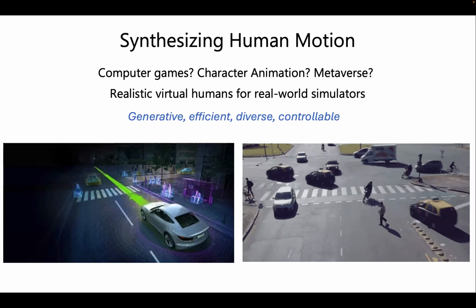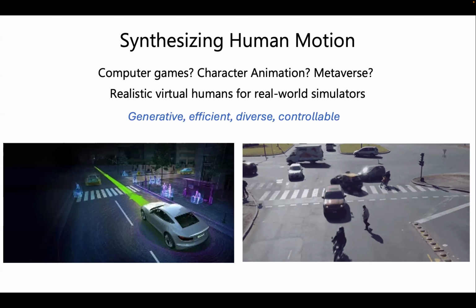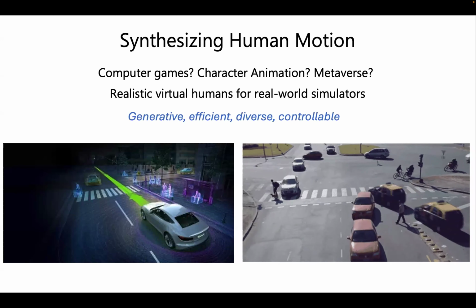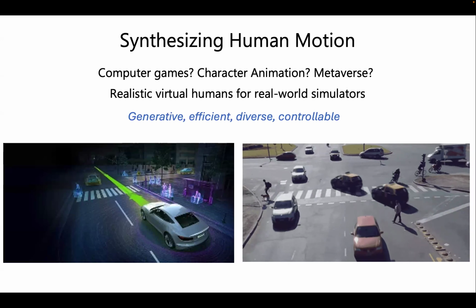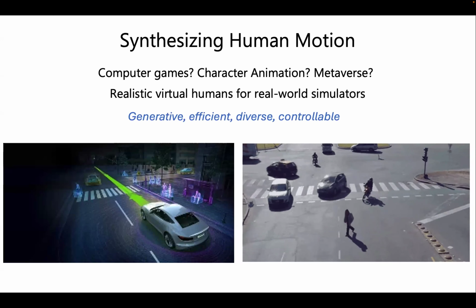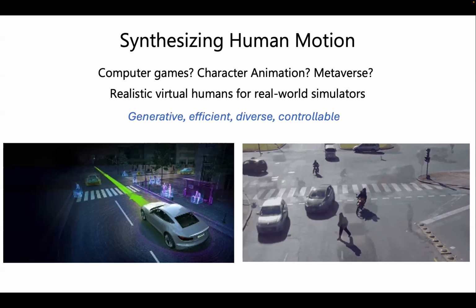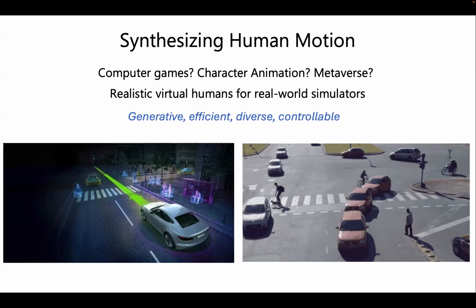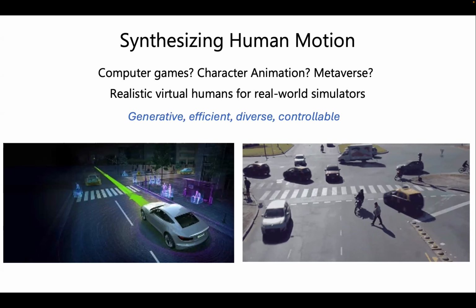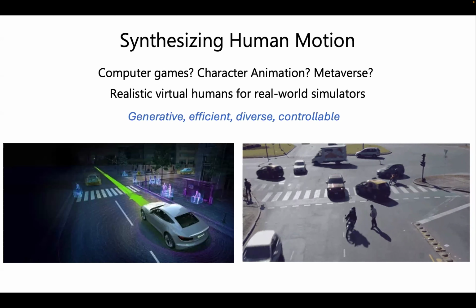So I would argue the motion model we need, first, should be a generative model, where we can really synthesize and generate lots of different data. It should be efficient. We want to generate lots of data for training perception models. It also should be diverse. So we should have a model which can really model diverse human behaviors, and later we can replicate such behaviors in the real world simulators.